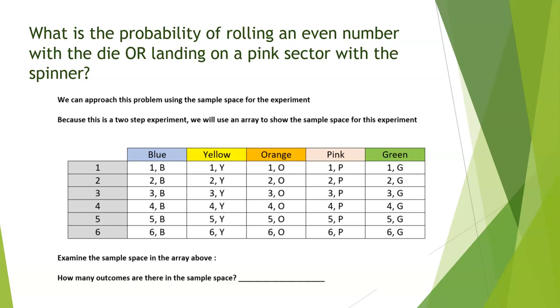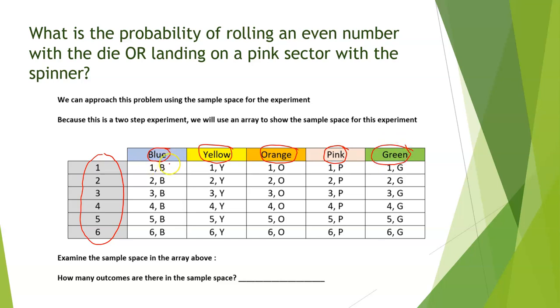We can approach this problem by using the sample space for the experiment. Because this is a 2-step experiment, we will use an array to show the sample space for this experiment. You can see the array here. On the left-hand side, we can see all the outcomes that we would get if we rolled the die. And across the top here, we can see all the outcomes we would get if we spin the spinner.